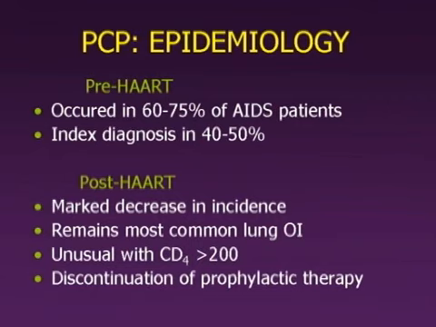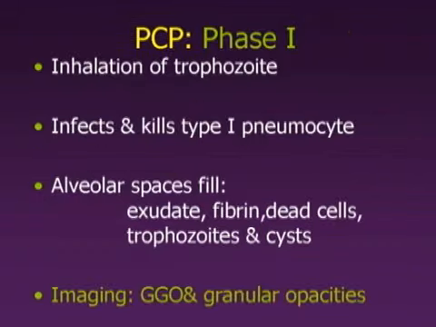With HAART therapy being widely used in the United States, at least, there's been a marked decrease in the incidence of PCP, although it does remain the most common opportunistic infection in the AIDS population. Breakthrough cases do occur. It is unusual with a CD4 count greater than 200, and in fact, discontinuation of prophylactic therapy is probably appropriate when the CD4 count does creep up over 200 with HAART therapy.